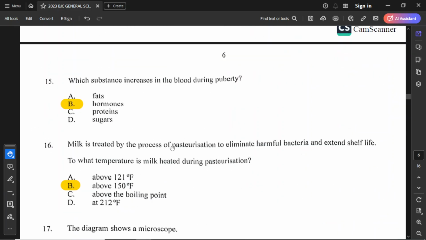Number 15. Which substance increases in the blood during puberty? And that is hormones. You start producing more hormones. If you're a girl, you produce more estrogen for your secondary sexual characteristics, and for boys will produce testosterone.